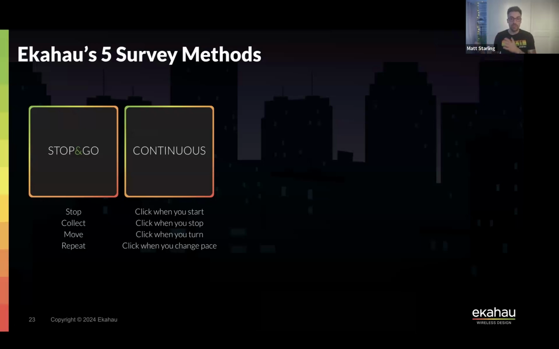And basically every time that you turn or you stop, or even when you change pace, you want to be tapping and constantly telling the application where you're moving. And it's going to then track your position on the map. And then you have all of these data points that you can then analyze later on. Very traditional methods, I would say, stop and go and continuous. If you've been doing Wi-Fi surveys for a really long time, like I have, that's what we would be very familiar with.